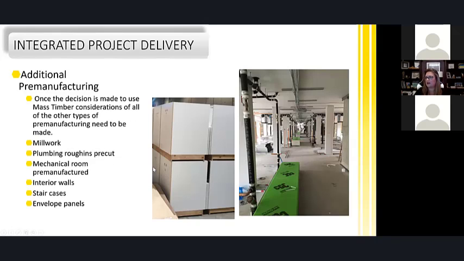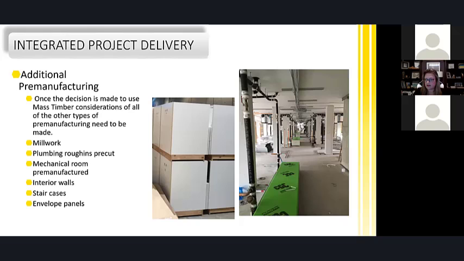Additional pre-manufacturing, things that we learned. So once a decision is made to use mass timber, we consider all the other types of manufacturing that need to be made. So then we talk about the millwork, the plumbing, rough-ins that need to be pre-cut. The mechanical room is pre-manufactured. All our interior, on a couple of our projects, we're now doing interior walls. It's not the easiest thing because it's new, and we're trying to develop a theory on how to do it easier. But we're trying, because we believe that if we can get our interior walls pre-manufactured, it's going to save us even more time.